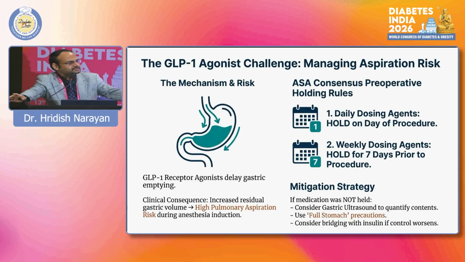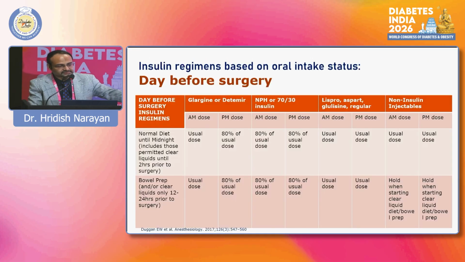So it is said that if it is a daily agent like liraglutide, hold it on the day of the procedure. If it's a weekly agent, at least 7 days. But I am a very conservative endocrinologist. I tell them, it's a planned surgery, at least stop it 2 to 3 weeks prior. And even if this has not been done, then what do you do? The anesthetist will ask you. So mitigation strategies are there. We consider gastric ultrasound to quantify how much content is there in the stomach, and we decide what to do next. There are some regimens in anesthesiology, full stomach precautions they follow. And consider bridging with insulin if the control worsens.